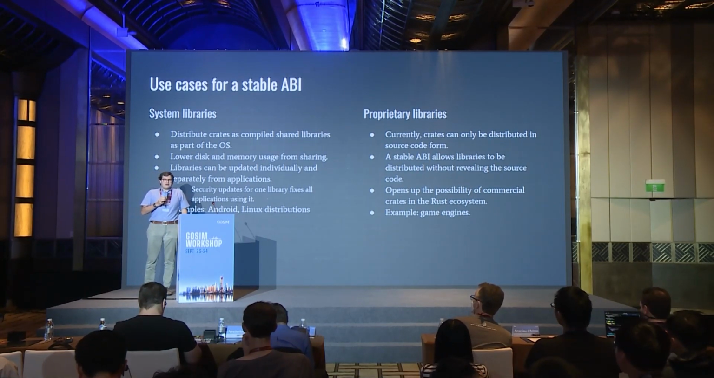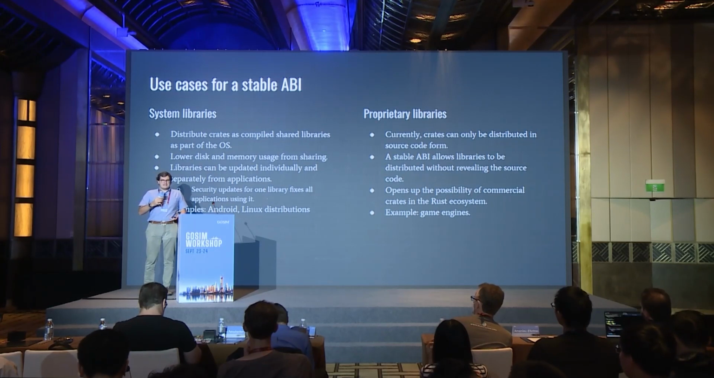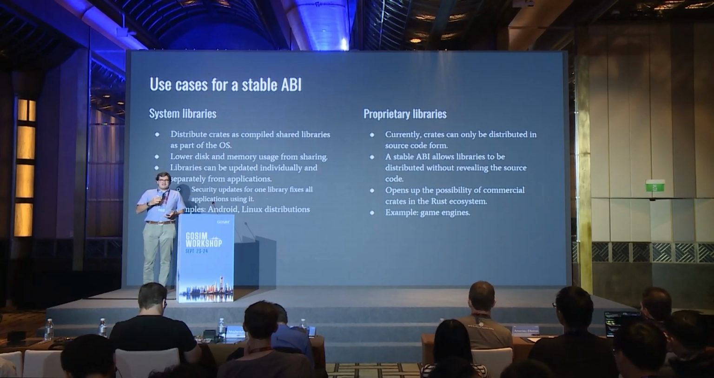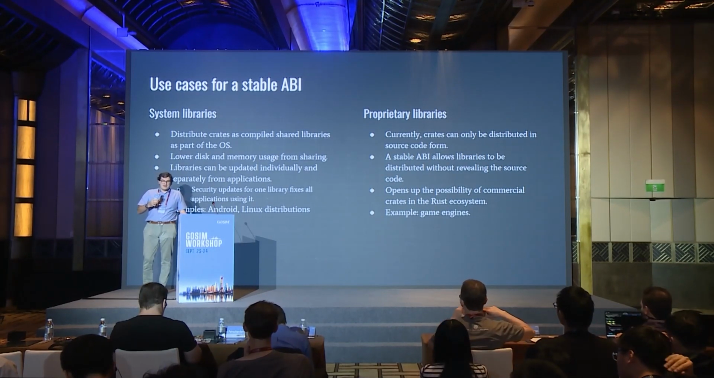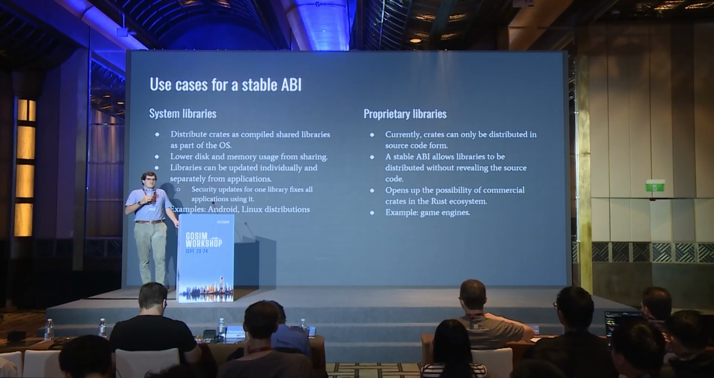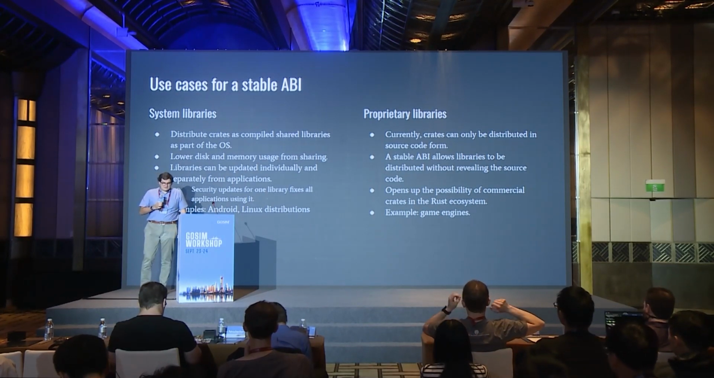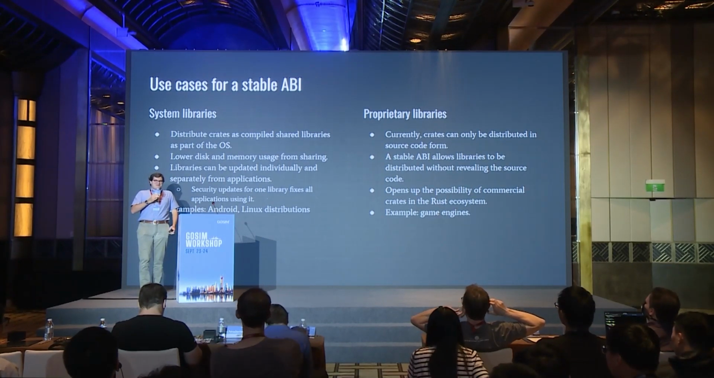And there are a lot of companies that may be interested in investing a lot of resources in developing complex Rust libraries, but don't necessarily want to share the source code with the world. Consider something like a game engine, for example, Unity. Or maybe just use an open source one like Bevy.